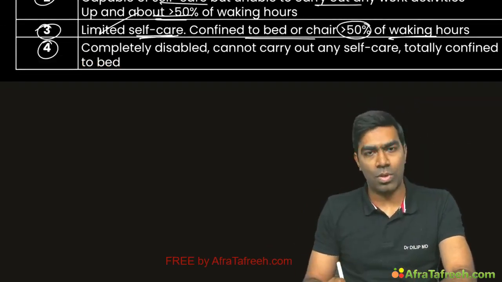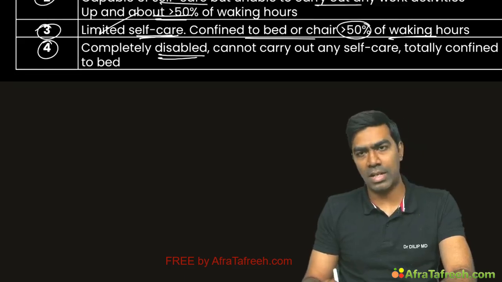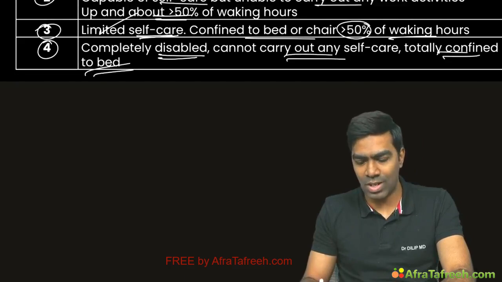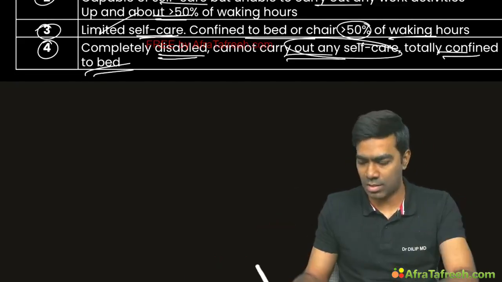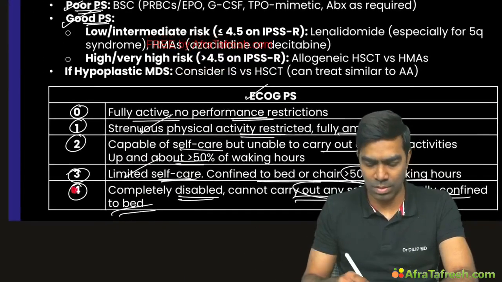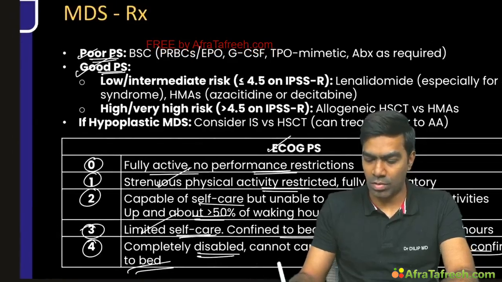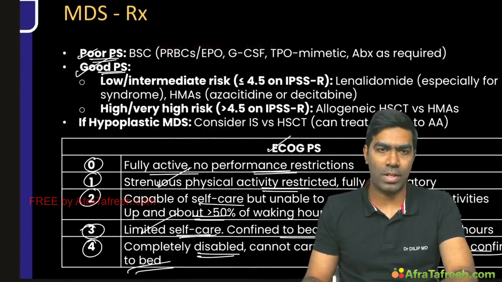If the score is 4, it means that the patient is completely disabled, totally bedbound, confined to bed, and cannot carry out any self-care without assistance, right? So most of these patients will require a home staff nurse at least 24/7.